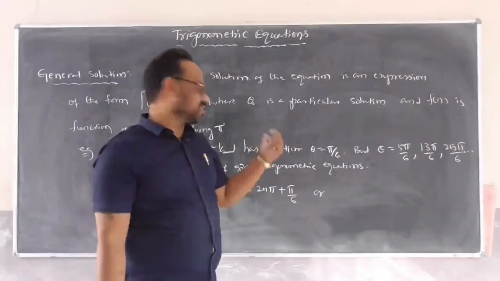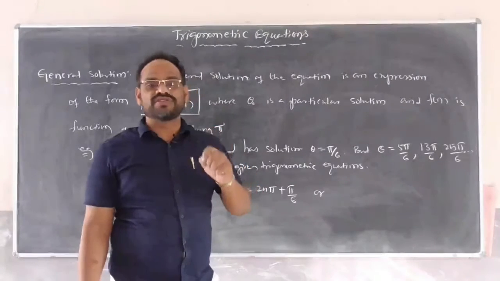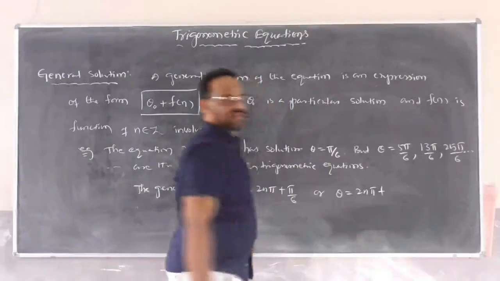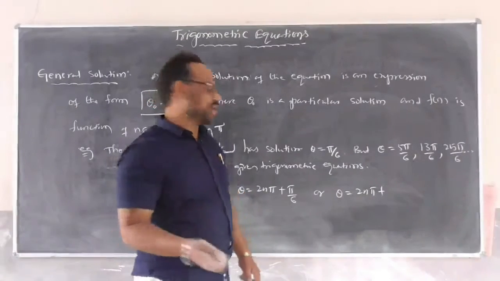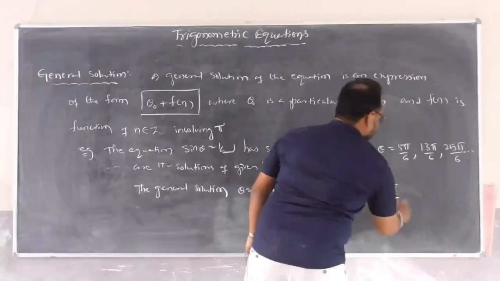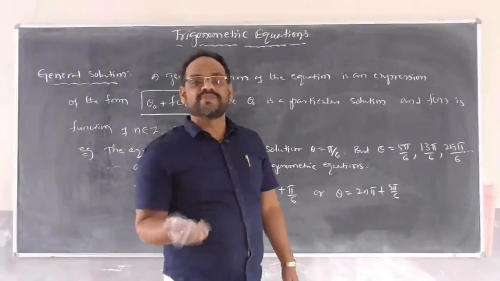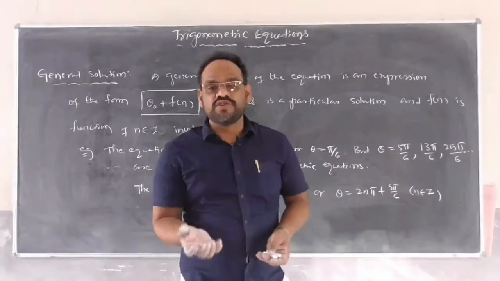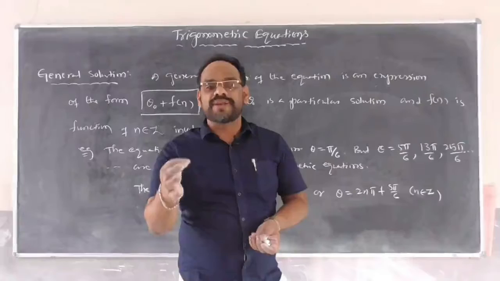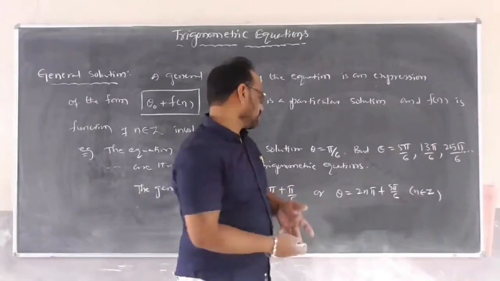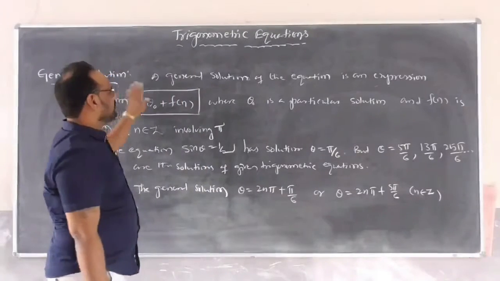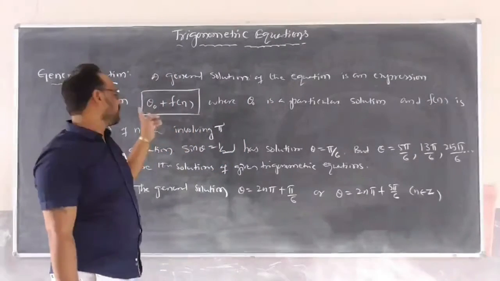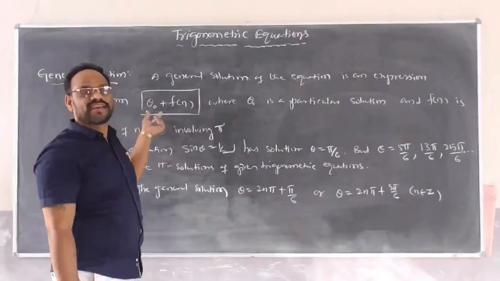For the sine function, any trigonometric equation has two particular solutions, that is pi by 6 and 5 pi by 6 also. So theta is equal to 2n pi plus 5 pi by 6, where n belongs to z. If theta is a solution of a trigonometric equation, then 2n pi plus theta is also a solution of the same equation. Observe here, the general solution of the equation is an expression in the form of theta naught plus f of n, where theta naught is a particular solution.